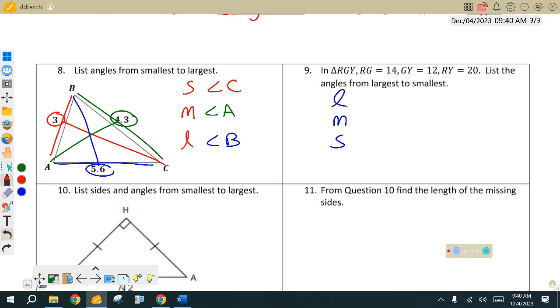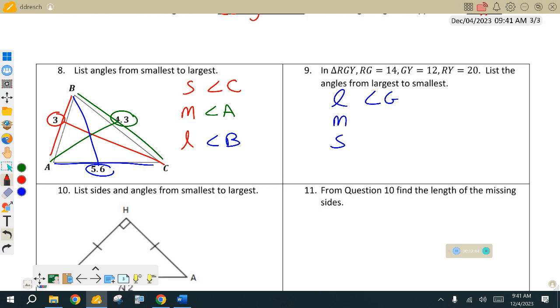Okay, what's my largest side up there? RY, which is 20, right? Therefore, what's my non-included vertex? G. So that's opposite G then. So RY is opposite angle G. If you draw out the picture, I promise you it gets that same thing.